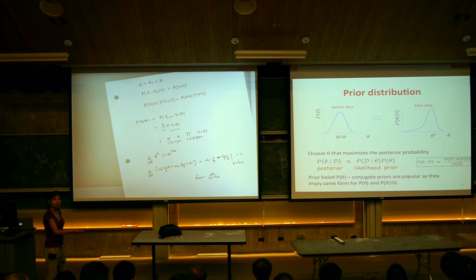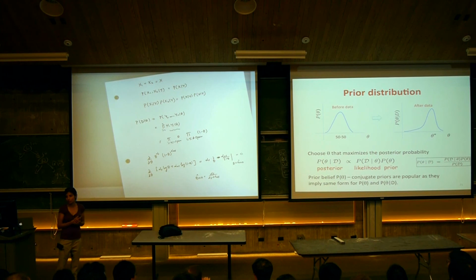But one popular set of priors are known as conjugate priors, and we'll actually use one of them. They are used very often in machine learning, and the reason being that they imply whatever form you assume for P of theta, your P of theta given D actually has the same form. So we'll see that it actually has a nice interpretation once you start using conjugate priors. It's easy to interpret what's going on.